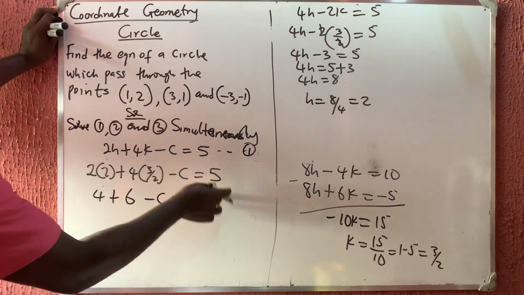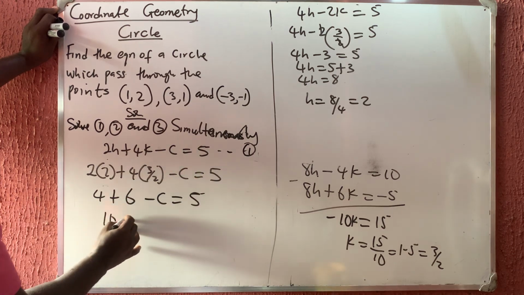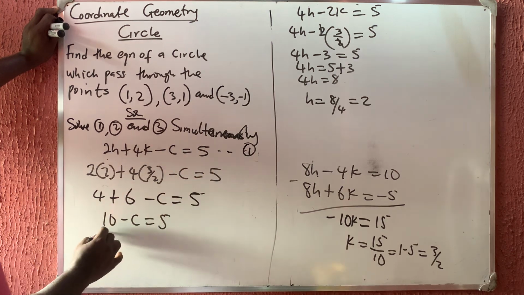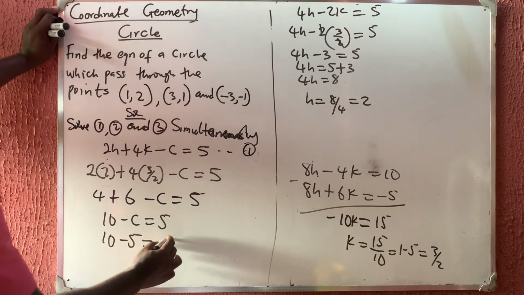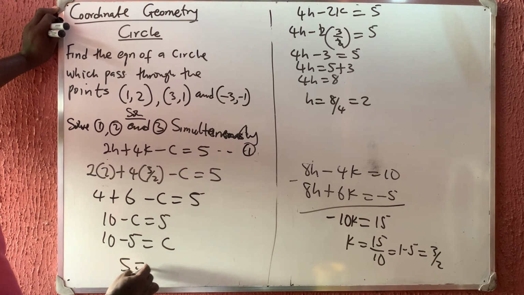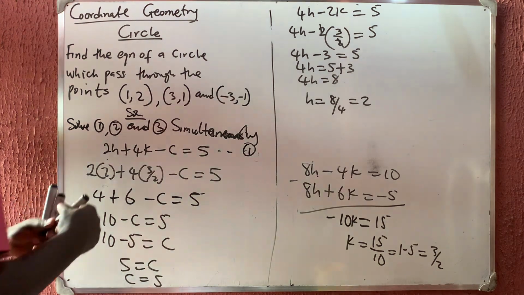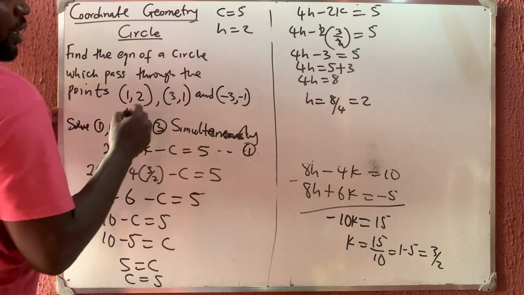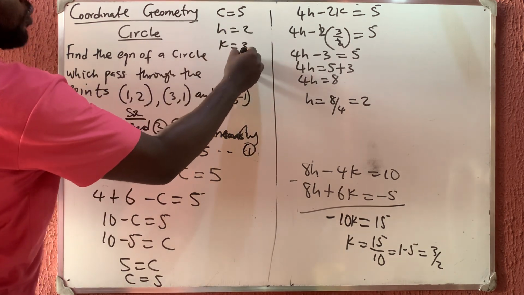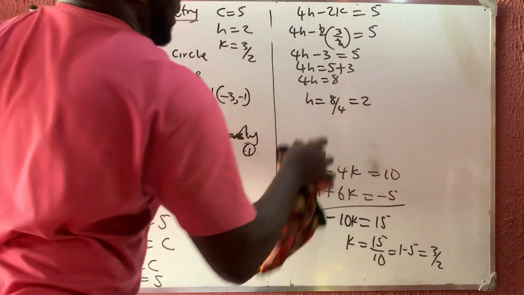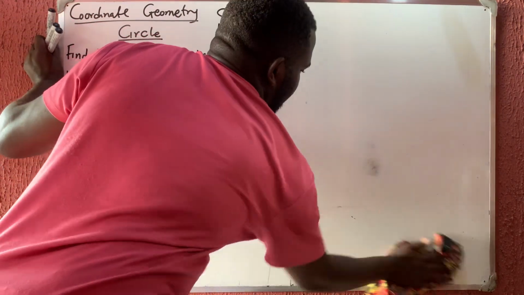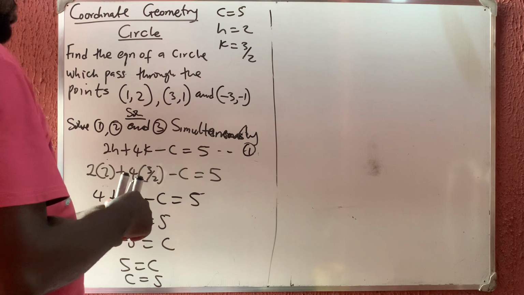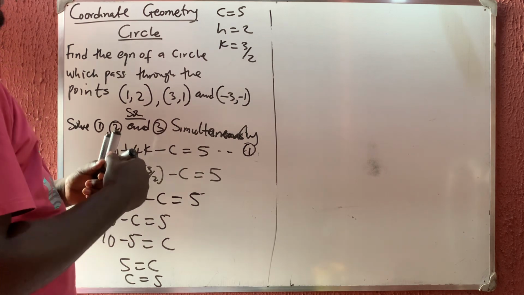So this one can move here, this one comes here. So this is 10 minus c is equal to 5. So therefore 10 minus 5 is equal to c. So 5 is equal to c, which means that c is equal to 5. Okay, so we have gotten that c is equal to 5, h is equal to 2, and k is equal to 3 over 2. So the final answer now is to substitute them, because we are looking for the equation. So once you have gotten your h, k and c, you are done.